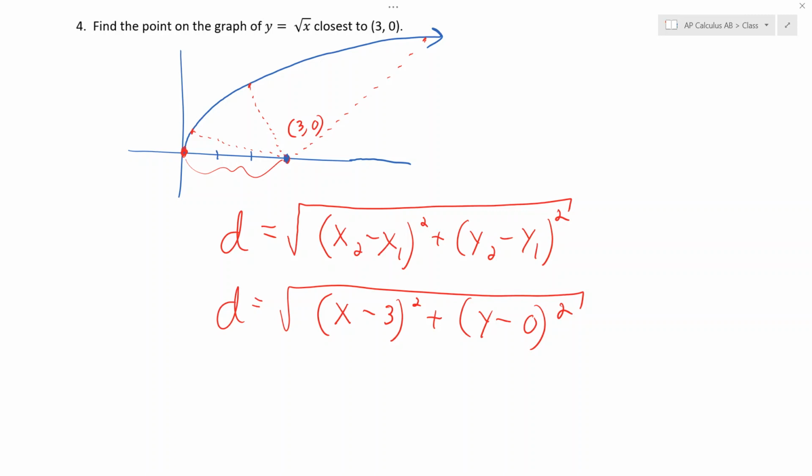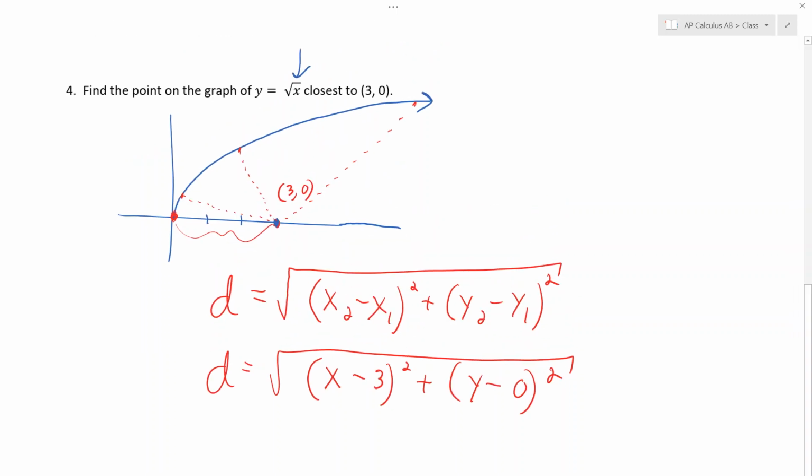Now, that's distance. Again, check this out. There's too many variables. There's an x in there. There's a y in there. We don't want that. We got to use a restriction. What's the restriction for this point? The point can move. There's lots of different points. What's the restriction for it, though? Where's it got to be? It's got to be on the curve. Thank you so much. It has to be on that curve.